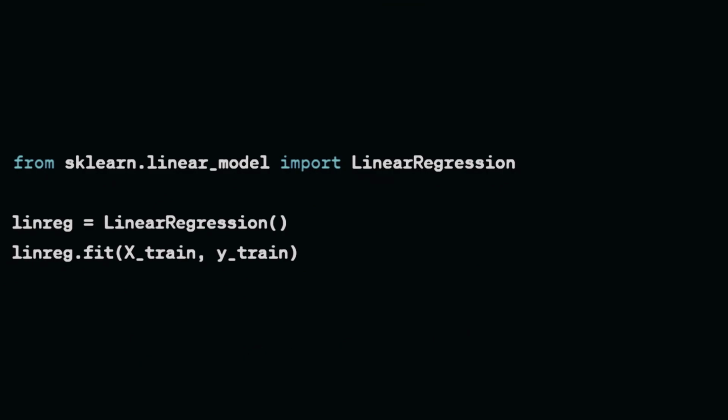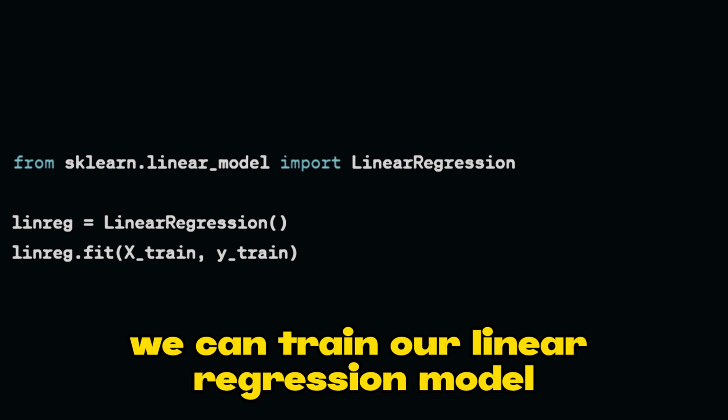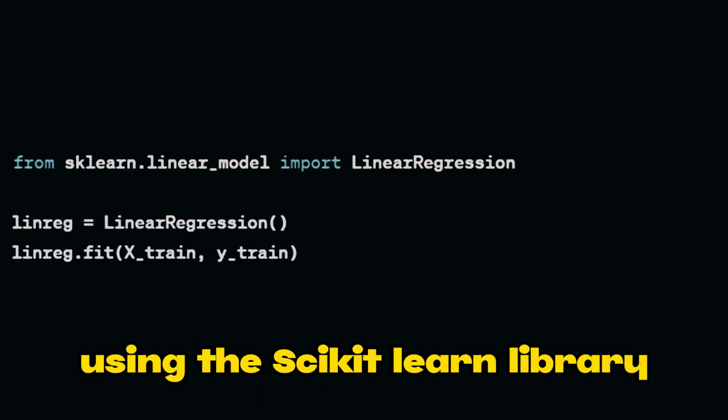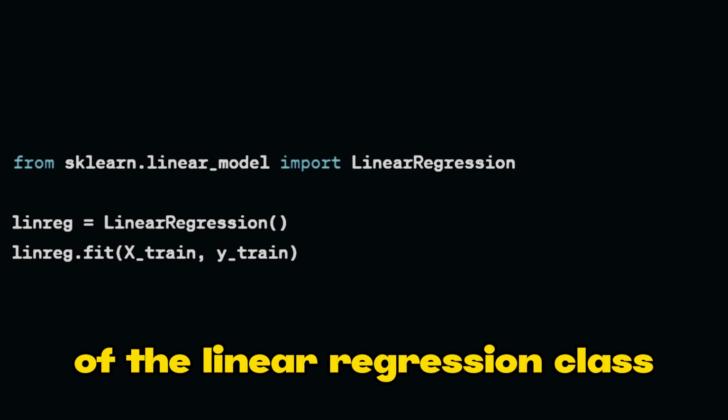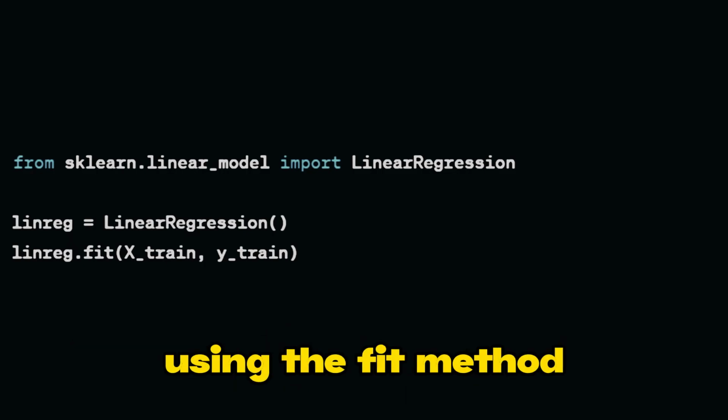Step 4. Train the model. Now that our data is pre-processed and split, we can train our linear regression model using the scikit-learn library. We first create an instance of the linear regression class, and then fit the model to our training data using the fit method.